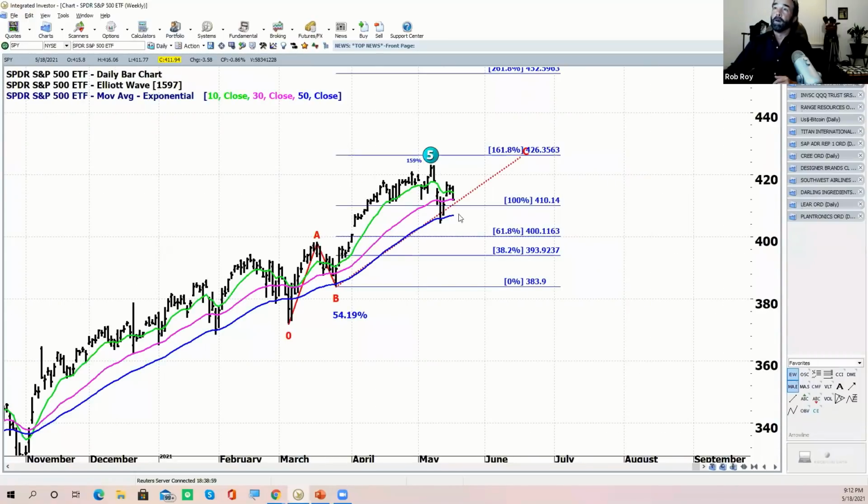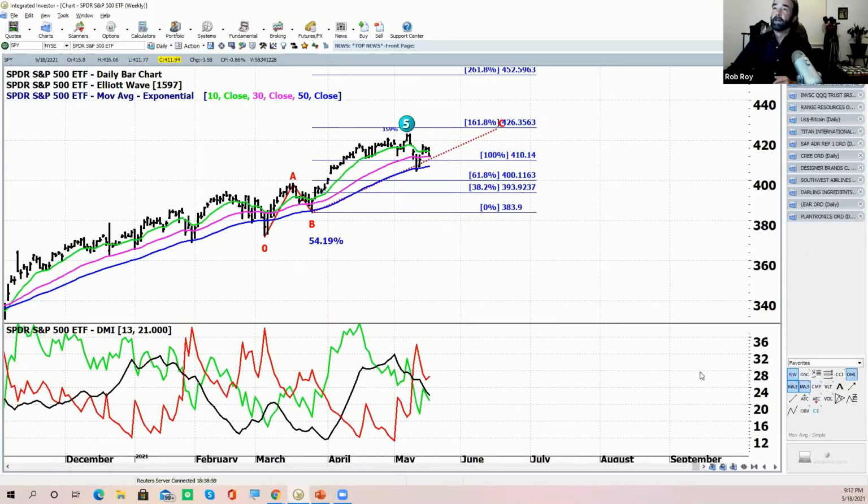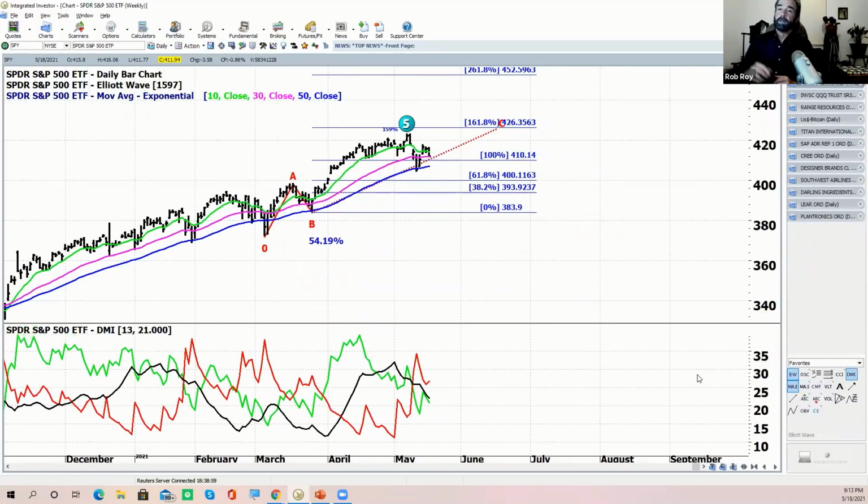Now, if you're long the market, you would love to see that wave 5 relabel to a 3. I usually look at the DMI to see, is there enough strength there? Because usually that's a good indicator of whether the 5 is getting ready to relabel or not. But in this case, that's not showing the kind of strength that you would expect to see of a wave 5 that's about to relabel to a wave 3.